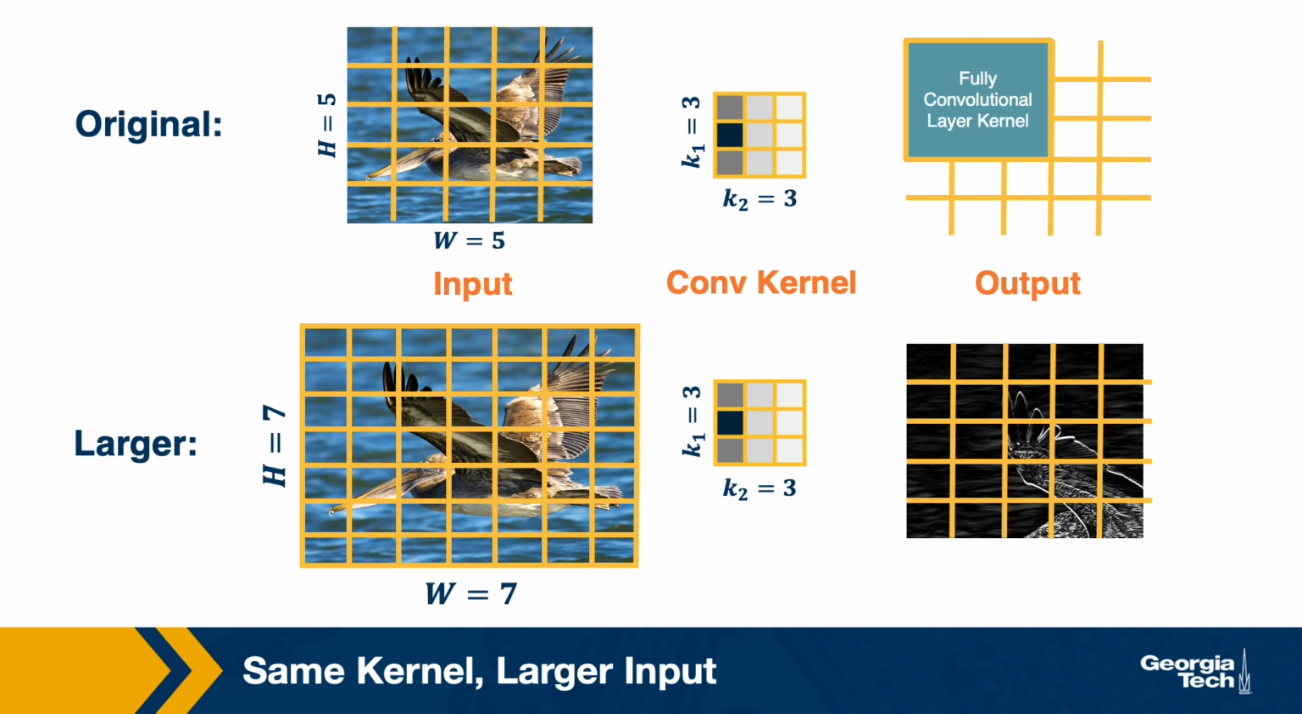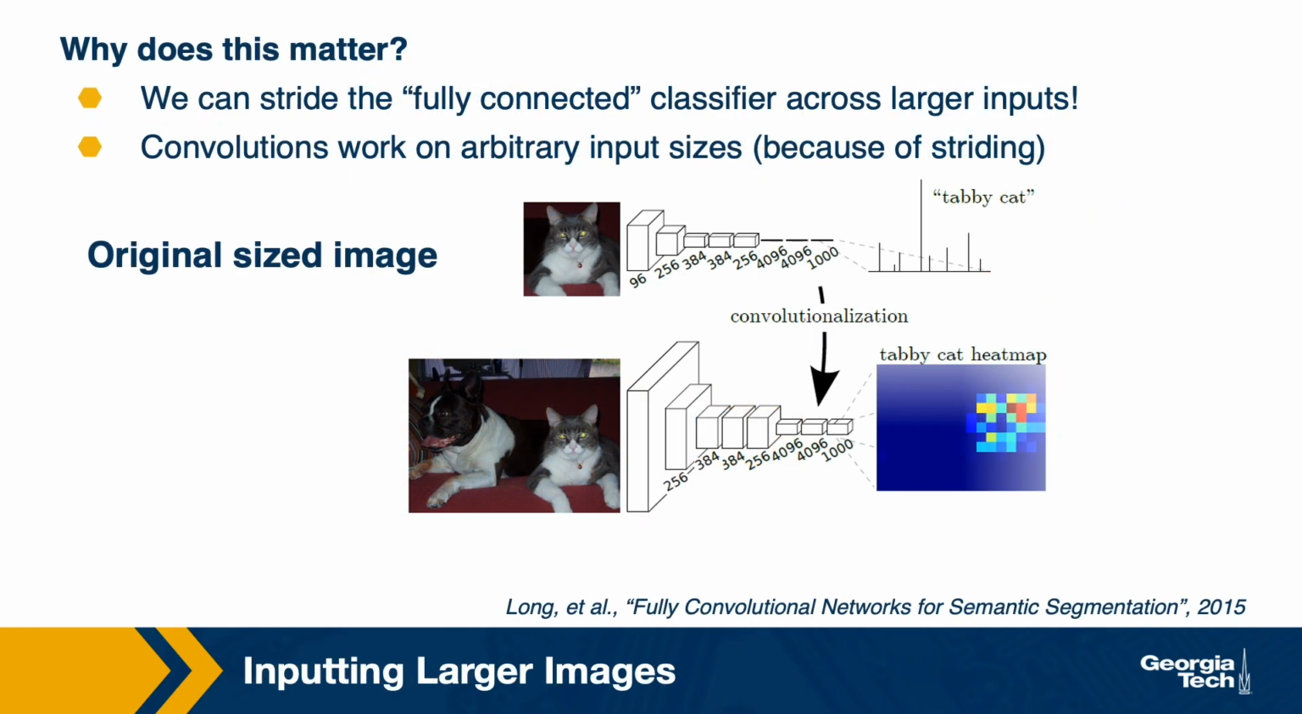And so if we retain the same fully convolutional layer as before, we'll now have a smaller classifier with respect to the new larger output size. And so you could see that now we'll have a larger output. We'll have an output of 3 by 3 from this fully convolutional layer kernel being strided across this new larger input. This matters because we can actually just see this as striding a classifier across the larger outputs.